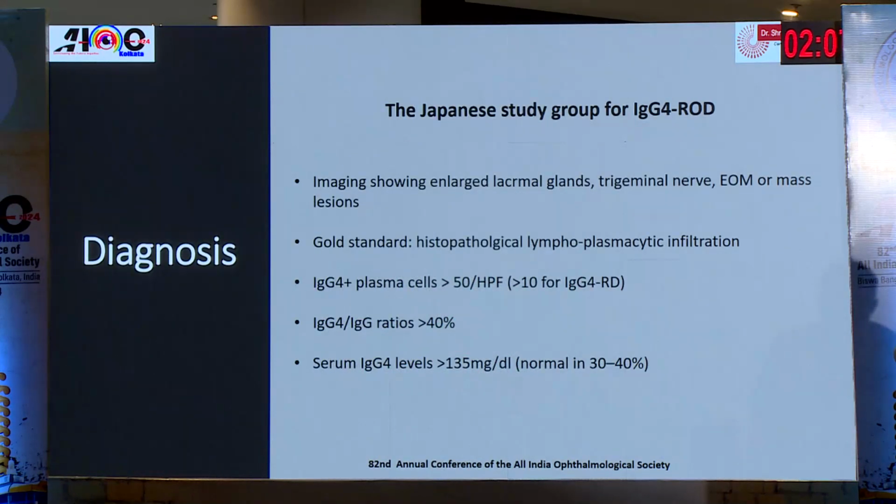So these are the diagnostic criteria that have been given by the Japanese study group for diagnosis of IgG4 related ophthalmic disease. Number one, showing enlarged lacrimal glands or the affected organ, which was seen in both our patients, although the gold standard always is histopathology. And IgG4 positive plasma cells are usually more than 50 per high power field for ophthalmic disorder, but for the systemic disorder, this count is more than 10 per high power field. IgG4 to IgG plus ratio more than 40%, and raised serum IgG4 levels, although in 30 to 40% patients these may be normal.